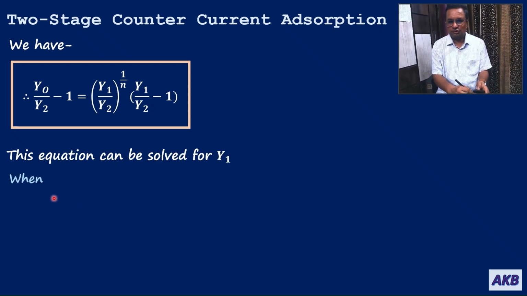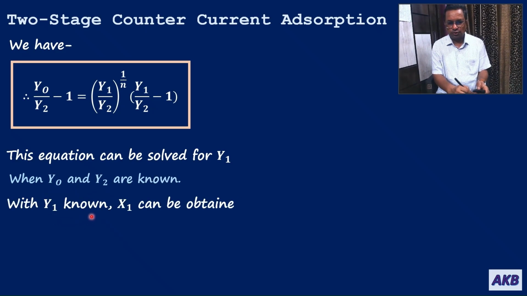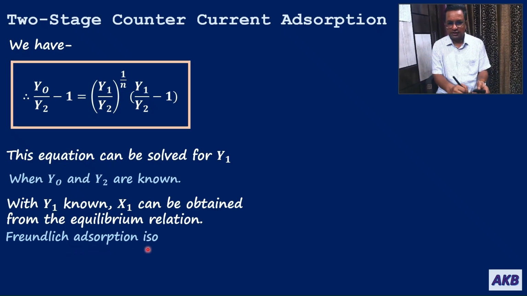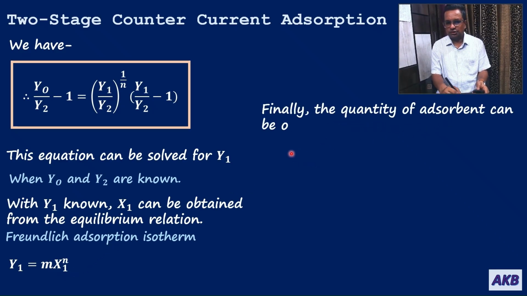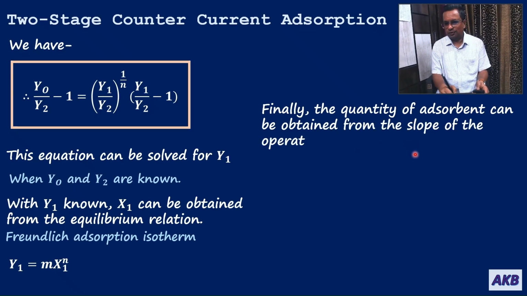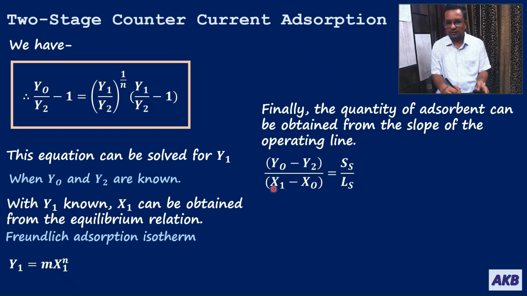This equation can be solved for Y1 when capital Y0 and capital Y2 are known, and when Y1 is known to you, X1 can be obtained from the equilibrium relation, which is the Freundlich adsorption isotherm. That is, capital Y1 is equal to m into capital X1 raised to n. So finally, the quantity of the adsorbent can be obtained from the slope of the operating line. This is the slope of the operating line, capital Y0 minus capital Y2 divided by capital X1 minus capital X0, that is equal to SS upon LS.